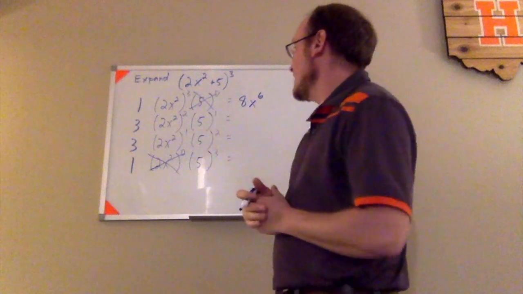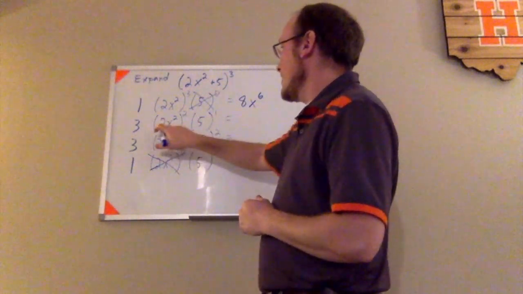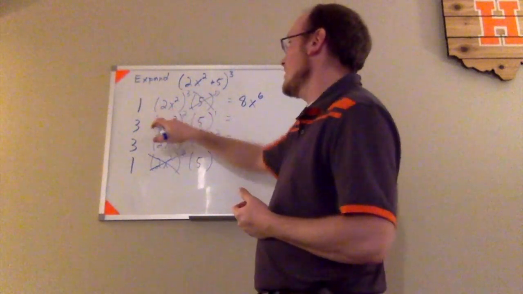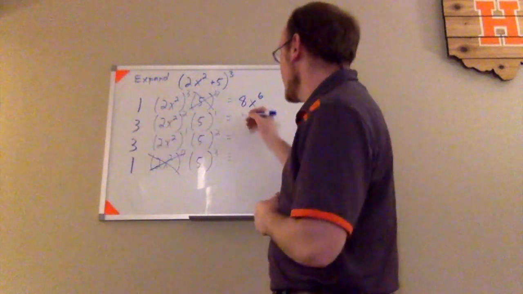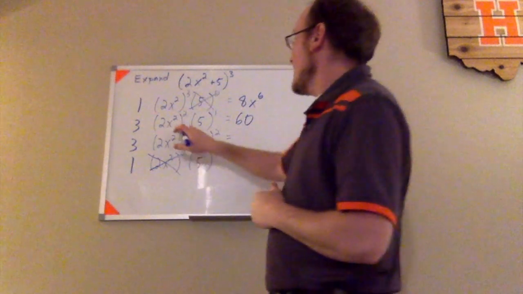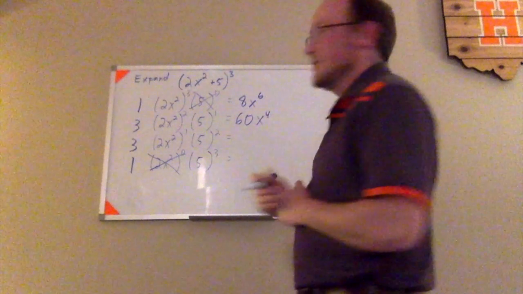Then moving down to the next term, I have 5 to the 1st power here, which is 5. Over here I have a 2 that's being squared. 2 squared is 4, so I have a 5 there, a 4 there, and a 3 there. 5 times 4 is 20, times 3 is 60 for the coefficient. And then I have x squared squared, which would make x to the 4th, like that.